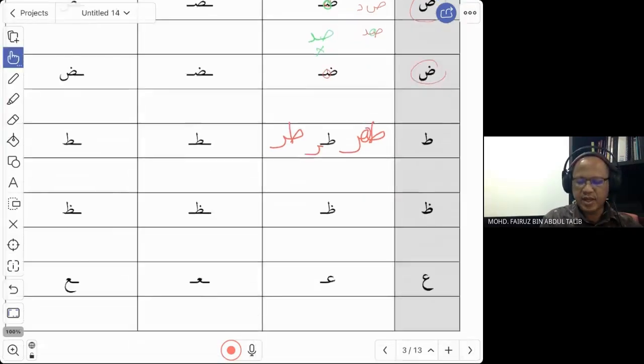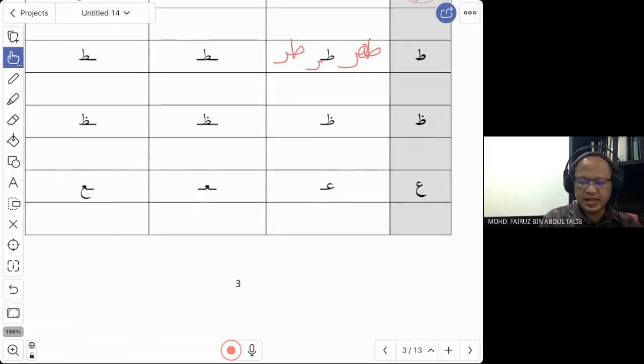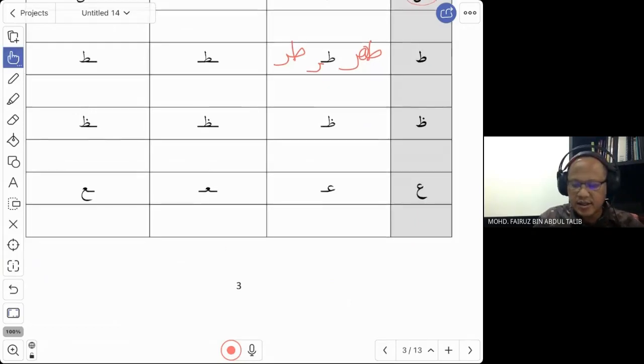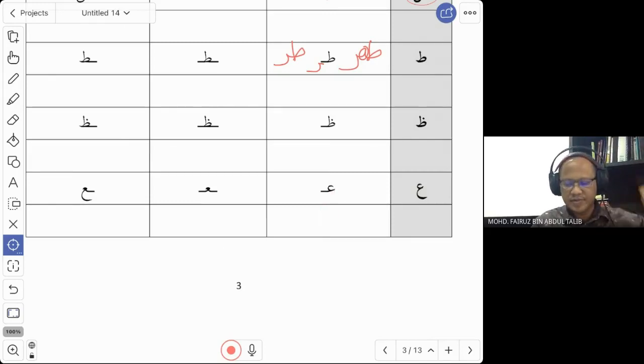Next letter is the letter Ain. For the letter Ain, look at this letter. If you join the letter Ain to the next letter, it will look like this. It will just take the head part of the Ain. The bottom part, the body part, we leave it. And then the dash means you just link to the next letter. That is Ain.